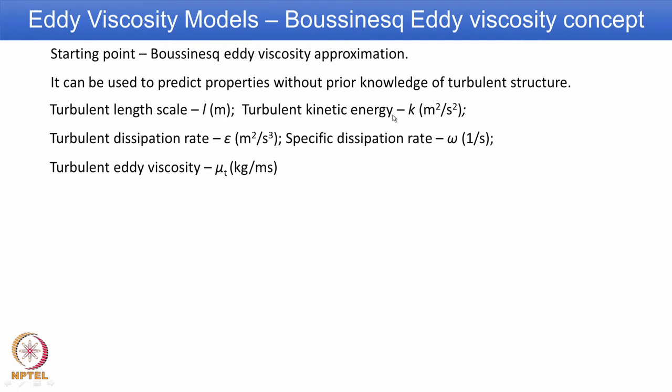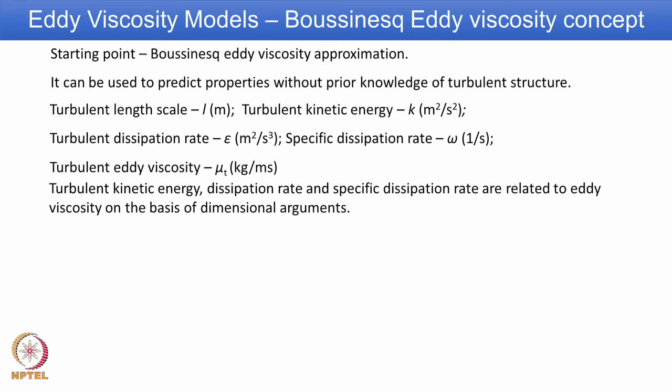Turbulent kinetic energy, symbol k, which is square of the velocity, so meter squared per second squared. Turbulent dissipation rate epsilon, which is rate of dissipation of energy, so it becomes meter squared per second cubed, sorry. Then specific dissipation rate omega, which is 1 upon s. We also define turbulent eddy viscosity mu t, and it has the same unit as the laminar viscosity, kg per meter second. Turbulent kinetic energy, dissipation rate and specific dissipation rate, they are all related to eddy viscosity based on dimensional arguments as shown here.